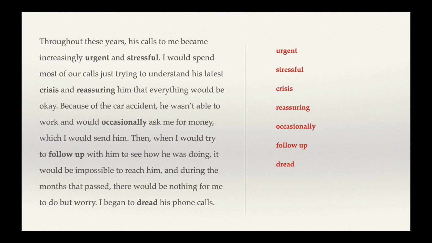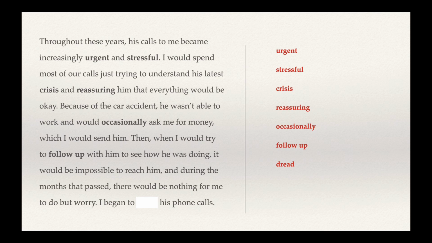And then months would pass and she would just worry. There would be nothing for her to do but worry. I began to dread his phone calls. So this is the last sentence of part 1. And we have a verb here, to dread. So what do you think this verb means? Let's guess. If you take out the verb dread: I began to blank his phone calls. What word could you put in there that would make sense? How do you think she feels about his phone calls? Or how do you think she is acting towards his phone calls?